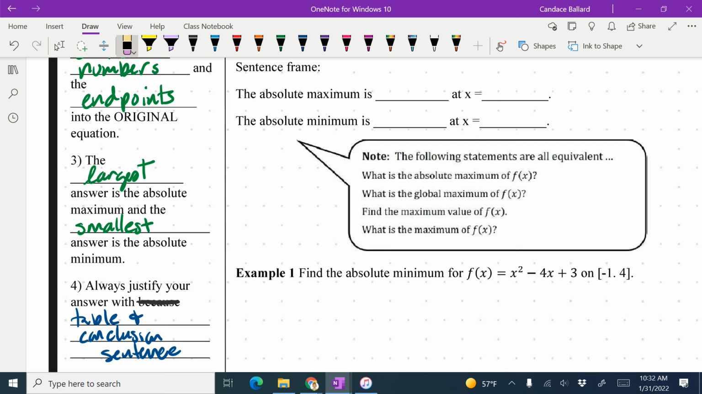Did I spell that right? I'm not sure. Conclusion sentence. And the conclusion sentence is right up here. So you're going to use that sentence frame that's there at the end.